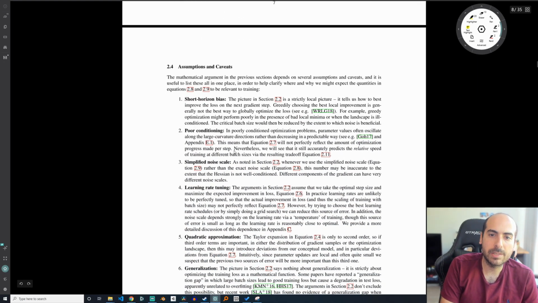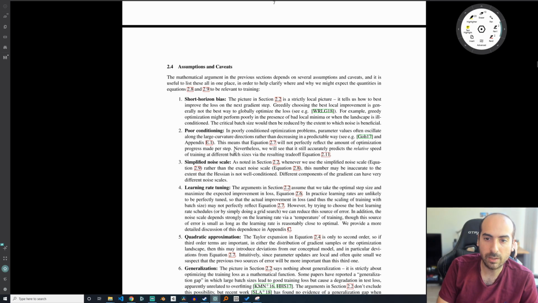The mathematical arguments in the previous section depend on several assumptions and caveats, and it is useful to list these all in one place. So the first is in 2.2, strictly local pictures. It tells us how to best improve the loss on the next gradient step. Really choosing the best local improvement is generally not the best way to optimize the loss. For example, greedy optimization might perform poorly in the presence of a bad local minima, or poor conditioning, where parameter values oscillate in a non-predictable way.